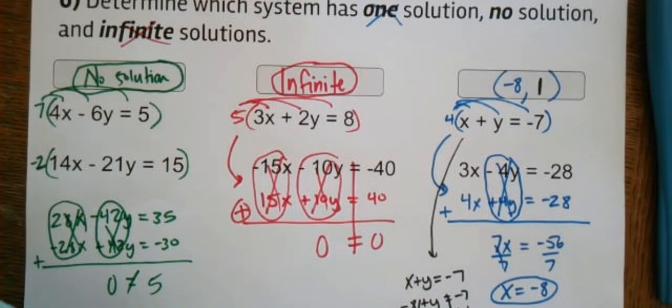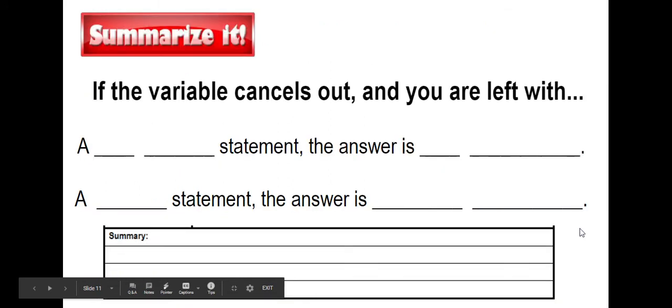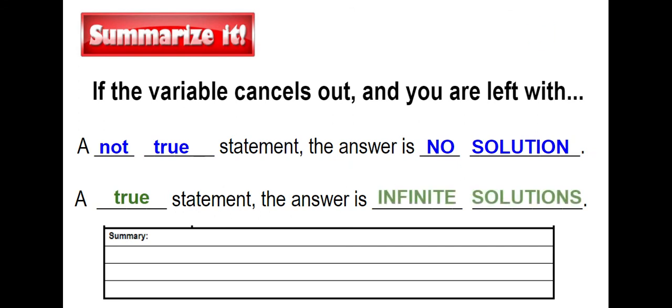All right, let's go ahead and summarize. All right, so if I'm solving a system and my variables x and y cancel out, and I'm left with a not true statement, then the answer would be no solution. And if the variables cancel out and you're left with a true statement, like 0 equals 0, then the answer would be infinitely many solutions.